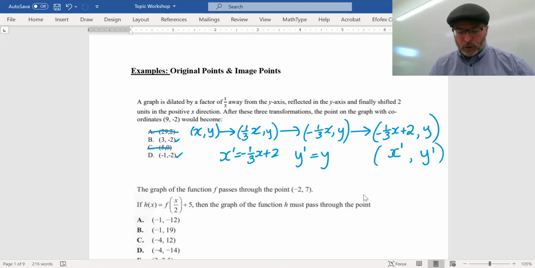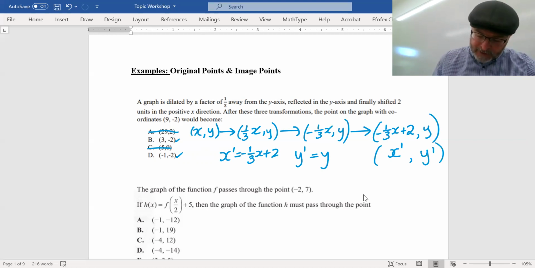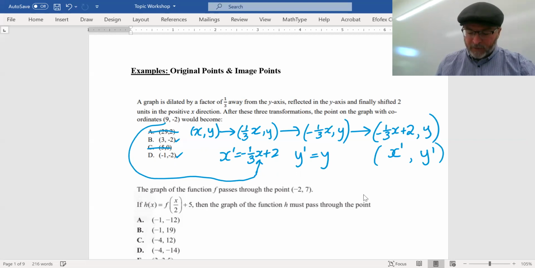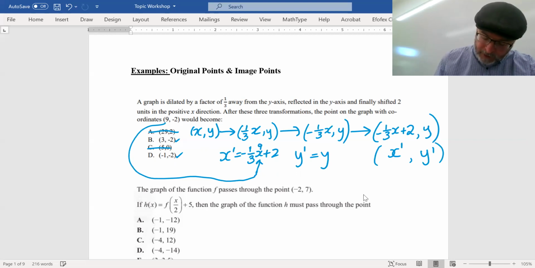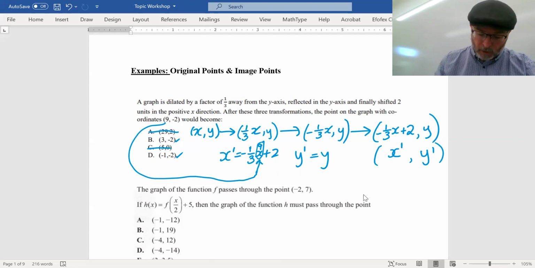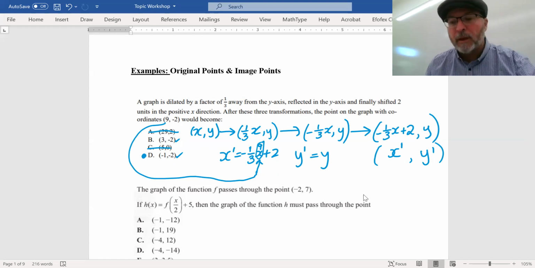The next thing I need to do is just go, well, let's take x, which in the original point was 9, and let's pop it in there. So we're going to pop a 9 in there. What's minus 1/3 times 9? Minus 3. Plus 2? Minus 1. So D is the correct answer, because x', when you put that original x value in, x' is minus 1. So our answer is (-1, -2).